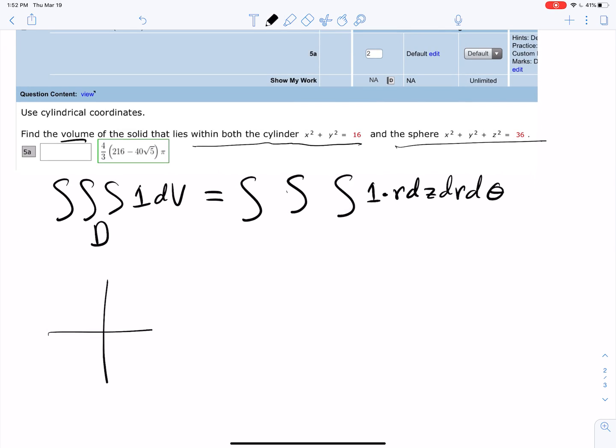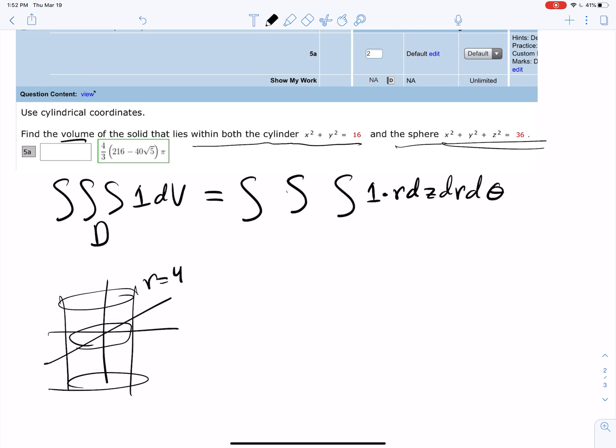Okay, so we have some cylinder here. X squared plus y squared equals 16. That would be r squared equals 16, which would, I guess, be r equals 4. So that's the cylinder r equals 4, and we have to be inside that cylinder. And we have to be inside this sphere, which is the sphere of radius 6. So there's going to be some radius 6 sphere.